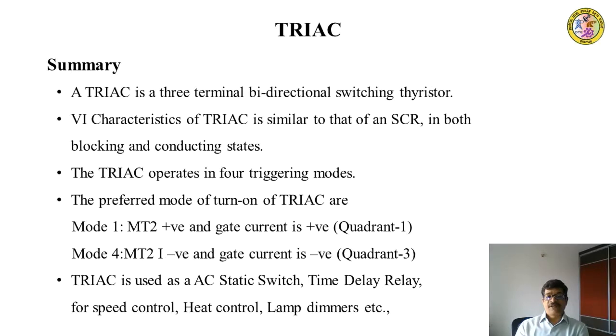The preferred modes of turn on of the triac are mode 1, where MT2 is positive and gate current is positive, and mode 4, where MT2 is negative and gate current is negative. Mode 1 operates in quadrant 1 and mode 4 operates in quadrant 3. Triac is used as an AC static switch, time delay relay, for speed control, heat control, and lamp dimmers, etc.